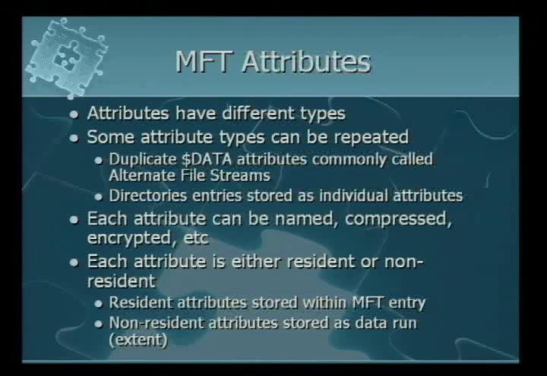Basically, some of these attributes can be repeated. For example, we talked about alternate data streams. There is an attribute of type data for files, and you can have more than one attribute of type data for a file, and that's how you keep as many streams of data as you want for a single file name. It's just by adding more attributes to it.